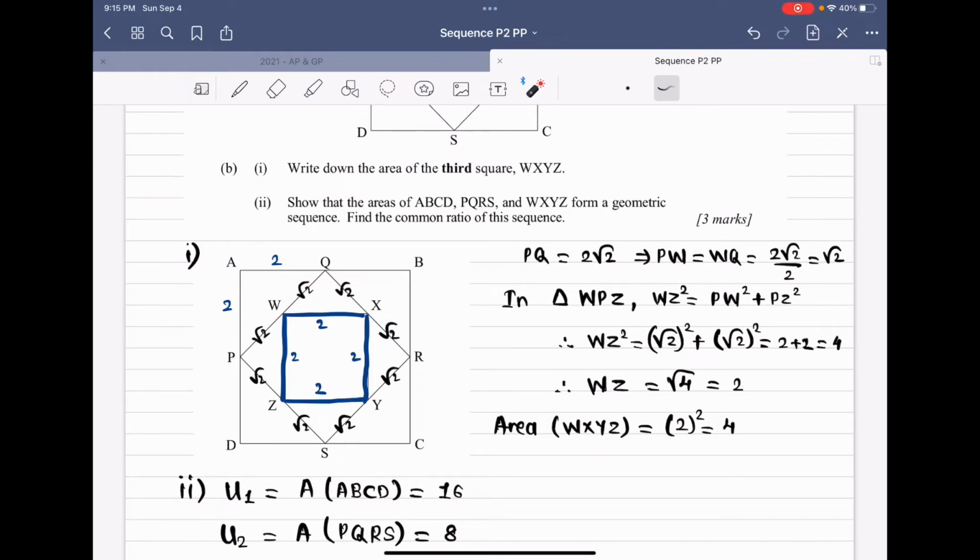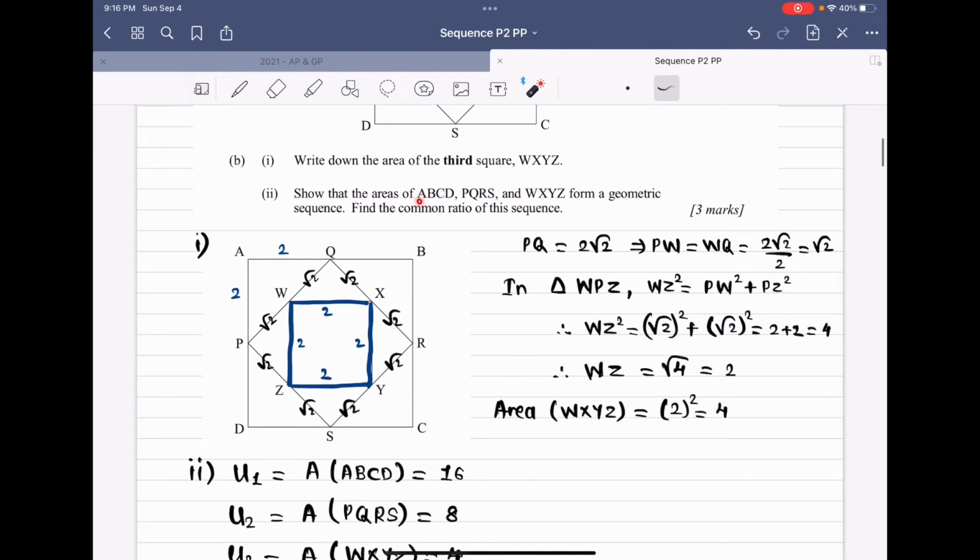In triangle WPZ, they are taking this triangle. You can take any triangle. WZ square is equal to root 2 square plus root 2 square, which is 2 plus 2, basically 4. So WZ square is equal to 4. So WZ is equal to root of 4, which is 2. So now you got the length of the inside square is 2. It is easy. Now if I want to find out the area of this square, it is basically length square, so 2 square is 4. So the inside square area is 4.